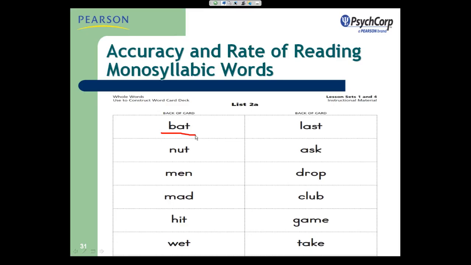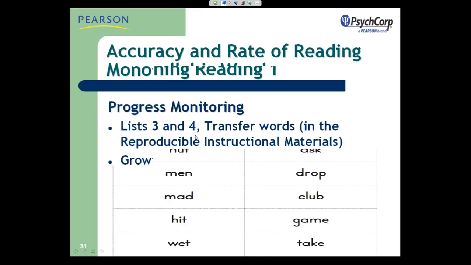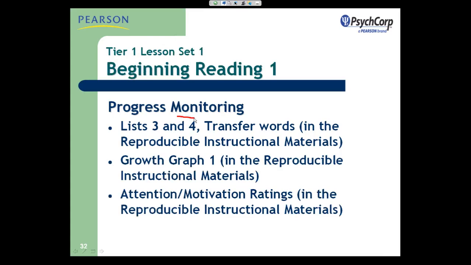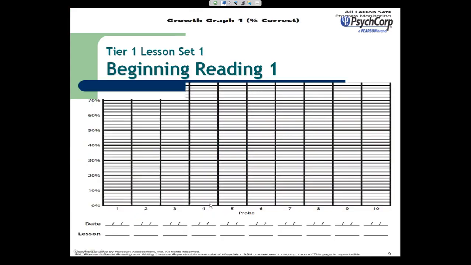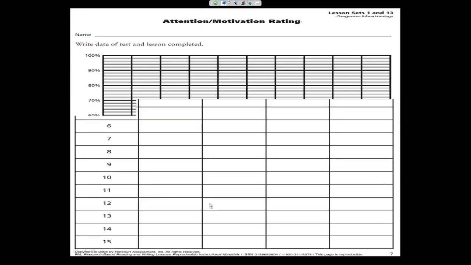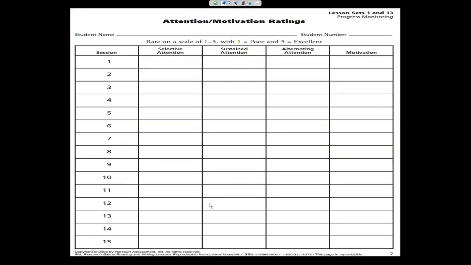So segmentation and blending of monosyllabic words. There's also a component for you to progress monitor. You're going to use lists 1 and 2 to teach, and then you use lists 3 and 4 to progress monitor. There's a growth graph that you can use to chart progress. Most people, I think, would actually use something on a computer, maybe an Excel spreadsheet. There are also attention motivation ratings that you can use to motivate students. This is the growth graph. This would be the attention motivation ratings, all provided in that reading, writing component.